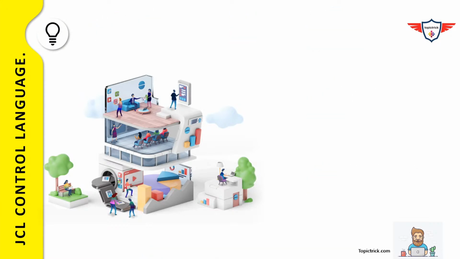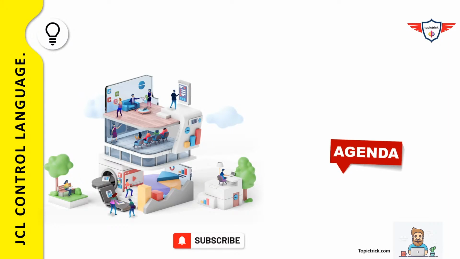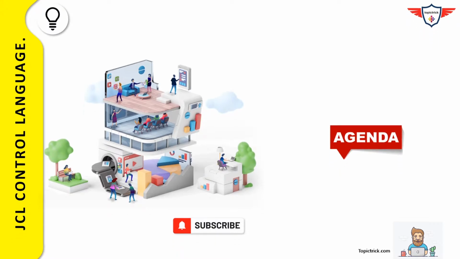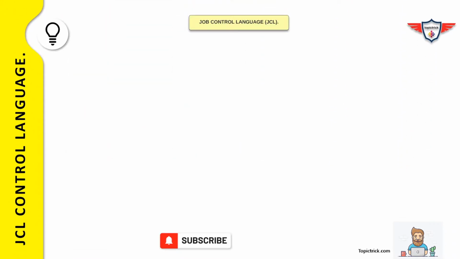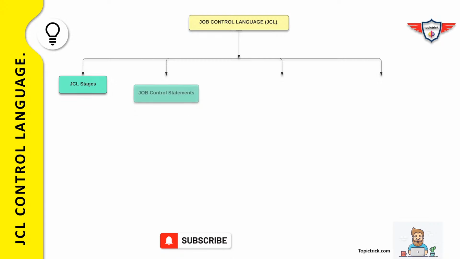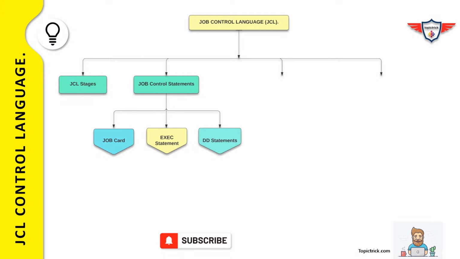So without wasting any time, let's focus on today's agenda. We start today's session with an introduction to IBM Mainframe. Then we will try to understand the term JCL and why it is important from a mainframe perspective. Then we will deep dive into different stages of JCL, followed by job control statements. In that we will discuss job card, execute statement and DD statements. And after that we will look at different coding rules which are applicable when you write a JCL.